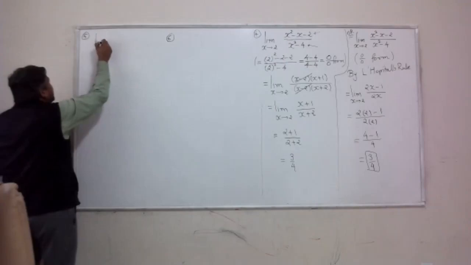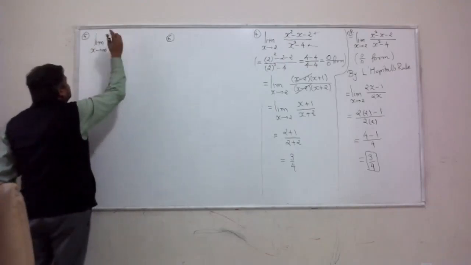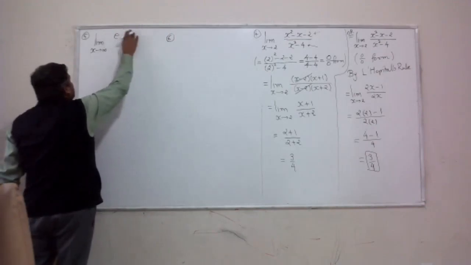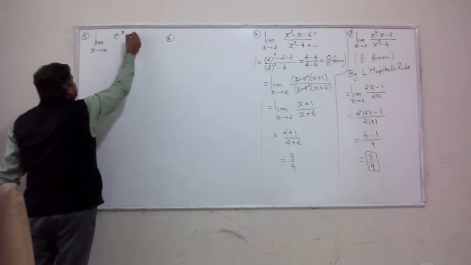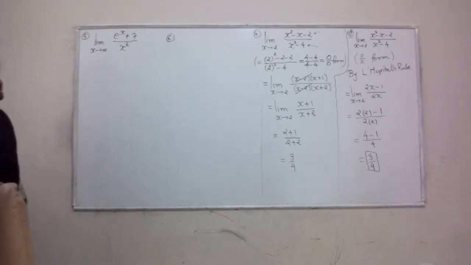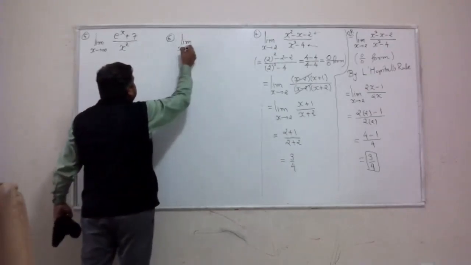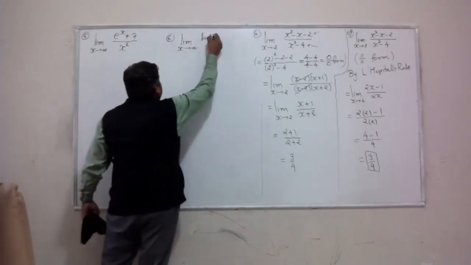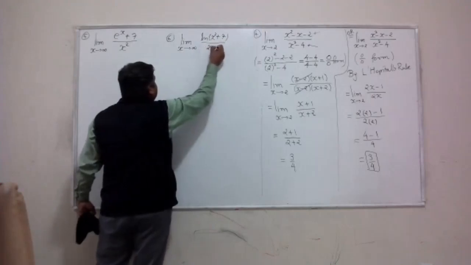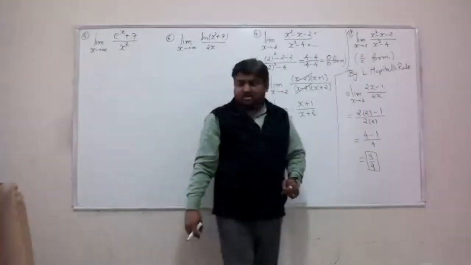Let's say I would like to calculate the limit as x approaches infinity of e to the x plus 7 divided by x squared. And let's say we would like to compute this limit as well: limit as x approaches infinity of natural log of x squared plus 7 divided by 2x. We are again going to take the same route.